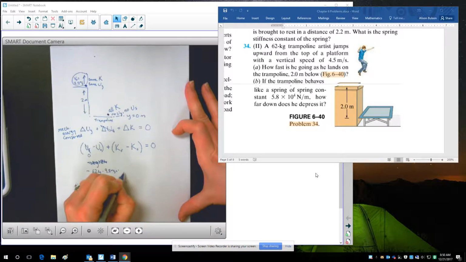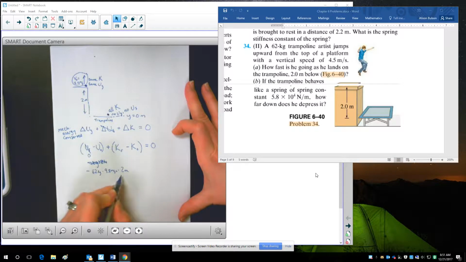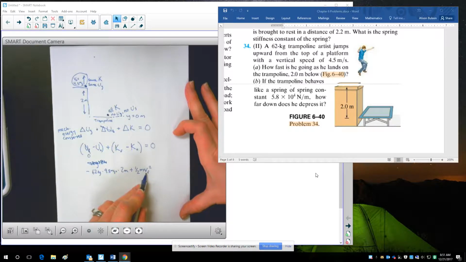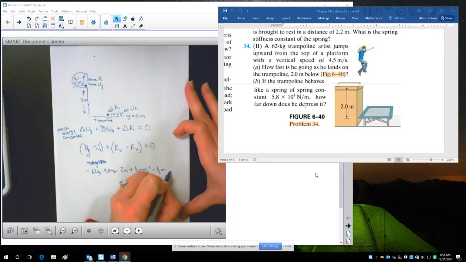And starting position is 2 meters above the ending position. So there's my 0 minus starting gravitational potential energy, plus ending kinetic energy, half mass times v, I'll call it final squared, even though it's not exactly the final velocity, but it's the velocity at the trampoline, minus half mass times starting speed, 4.5 meters per second. And that gets squared equals 0.